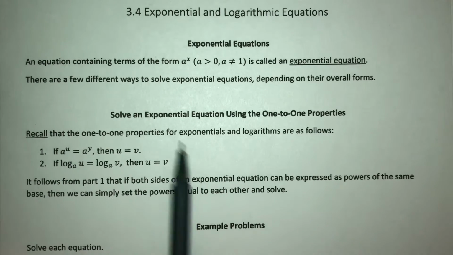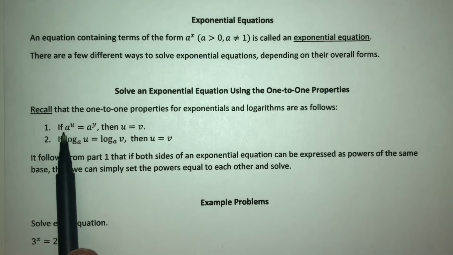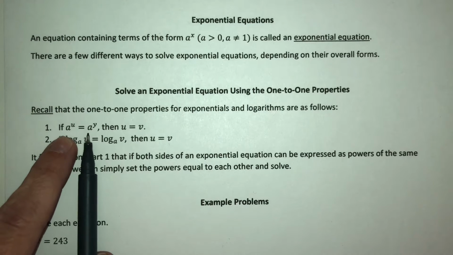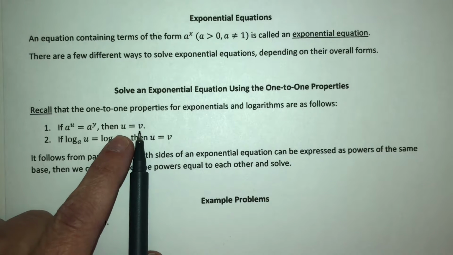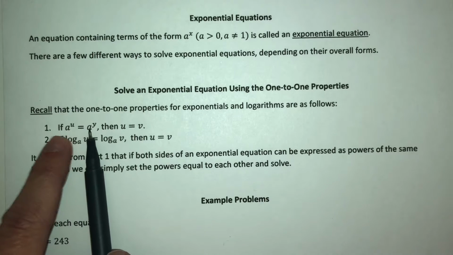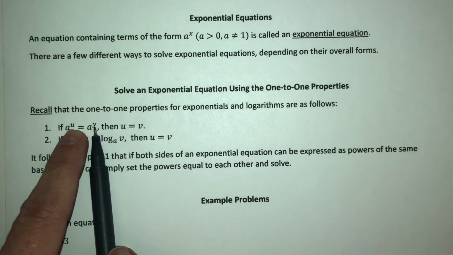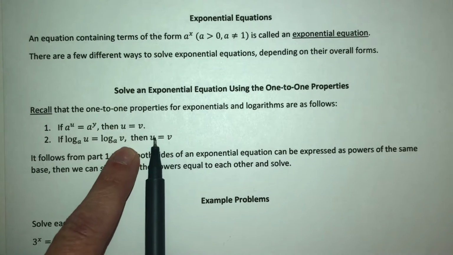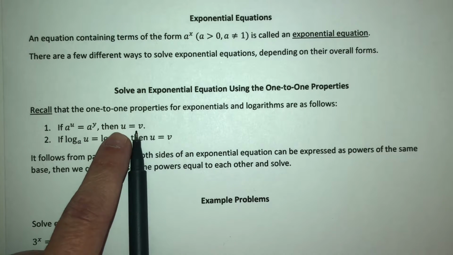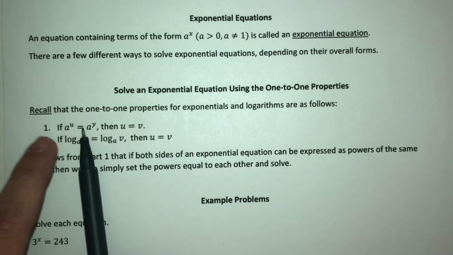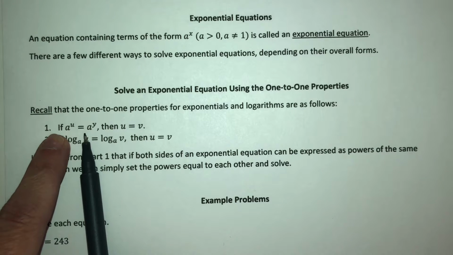And these one-to-one properties say that if I have an exponential equal to another exponential, and they have the same base, then I can rewrite the equation by setting the two exponents equal to each other. So if I have an exponential with the same base, I can set the two exponents equal to each other. And it also works the other way. If I have two things equal to each other, I can make these both exponents on the same base.